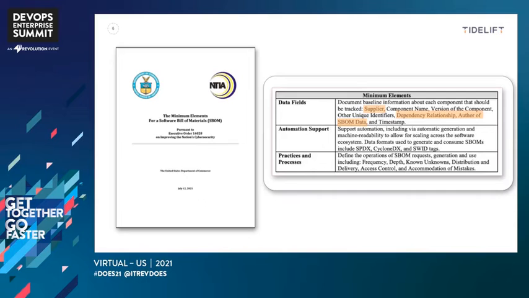NTIA also delivered within its required time frame that initial set of requirements for what's called the minimum elements of a software bill of materials. A software bill of materials is fairly straightforward to understand. It's basically an ingredients list for any software artifact. And for those who are using open source to develop applications, coming up with this bill of materials or ingredients list for your application and testifying to some of the attributes that software meets raises some pretty tricky questions, actually.